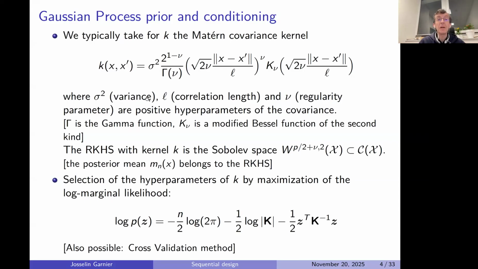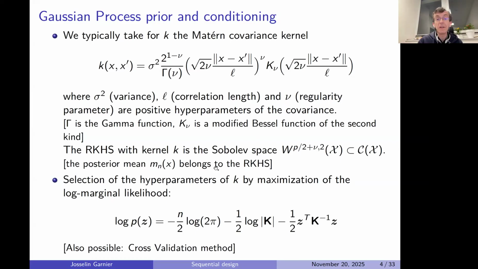And this covariance kernel has three hyperparameters, the sigma squared that you have here. In fact, it's the value of k at x equal x prime. It's the variance parameter. It quantifies what is the typical amplitude of the function that you are trying to evaluate. L is a correlation length. It tells you that the typical scale of variation of f is anticipated to be around L. And nu governs the smoothness of the realizations of the Gaussian process. And in fact, the larger nu, the smoother the Gaussian process you are dealing with.